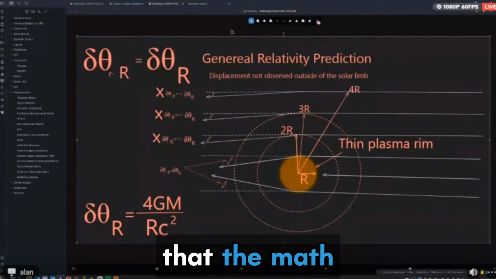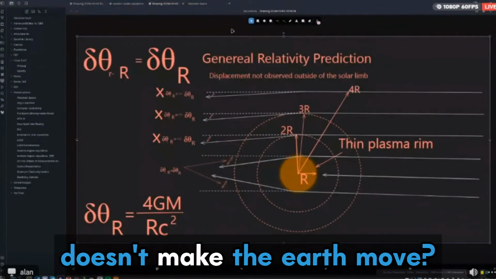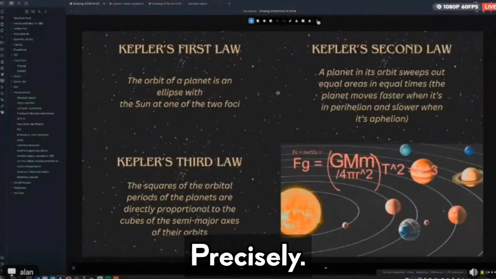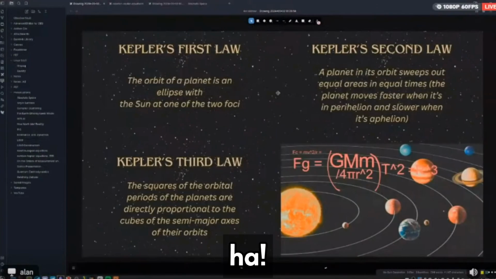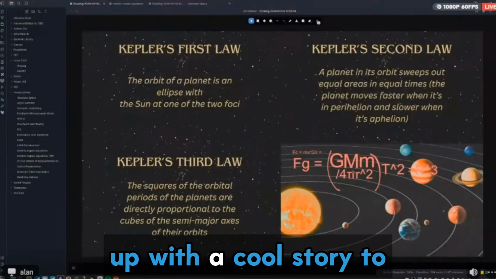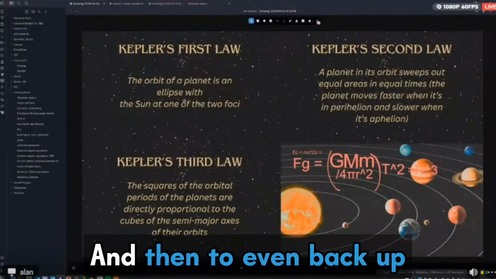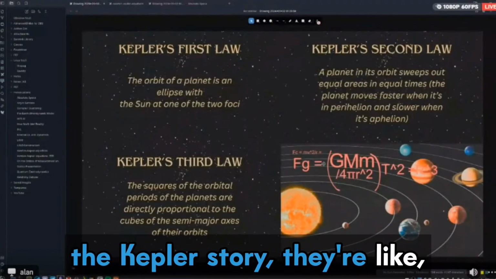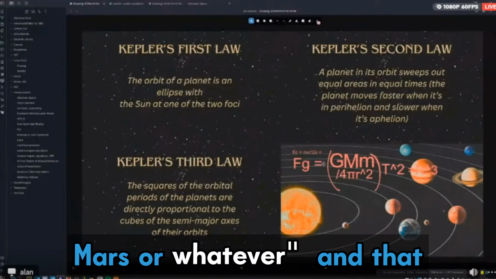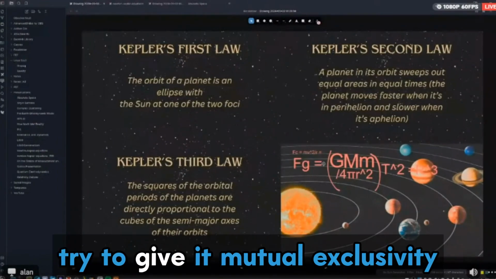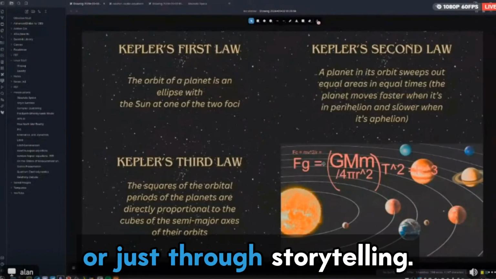Wait, are you saying that the math doesn't make the Earth move? Precisely. The math is not the causal mechanism of Earth's motion. Now, they did come up with a cool story to describe it all, right? And then to even back up the Kepler story, they're like, oh, we just couldn't figure out these orbits for Mars or whatever. In that whole story with Kepler, they try to give it mutual exclusivity just through storytelling.